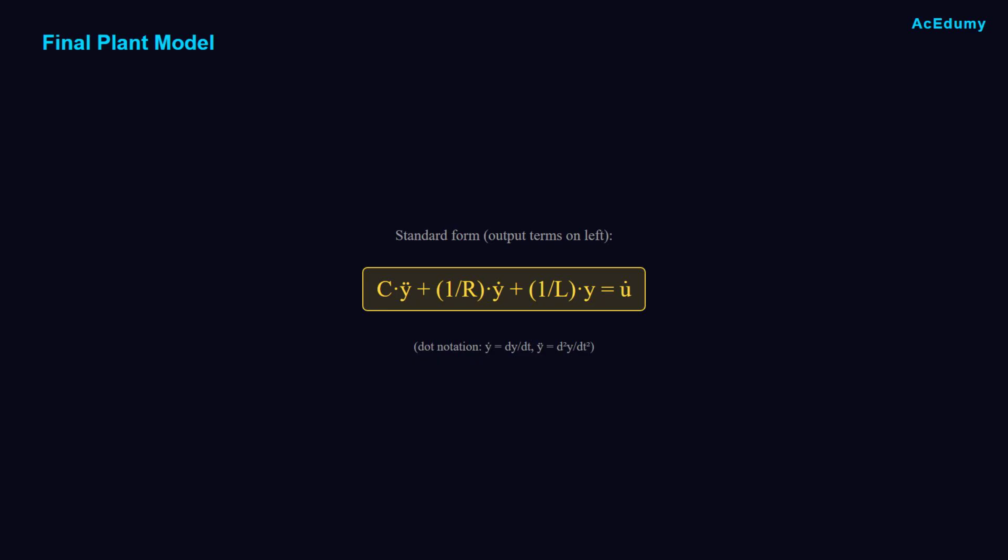Rearranging to standard form with output terms on the left, C times y double dot plus 1 over R times y dot plus 1 over L times y equals u dot. This second-order differential equation is our plant model for the RLC parallel circuit.